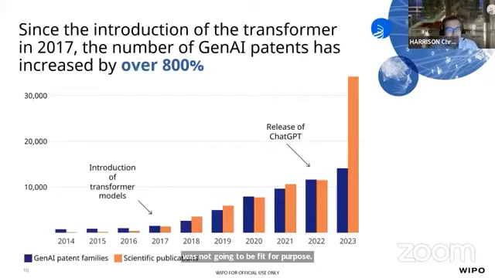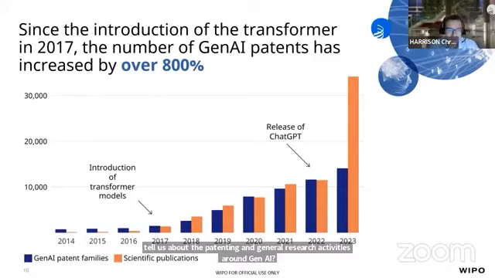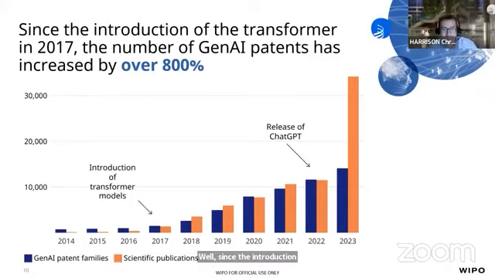So now we dive into a bit of the data. What does it tell us about the patenting and general research activities around Gen AI? Well, since the introduction of the transformer in 2017, so that's the deep neural network architecture behind large language models that have become synonymous with Gen AI, the number of patents have increased by over 800%.